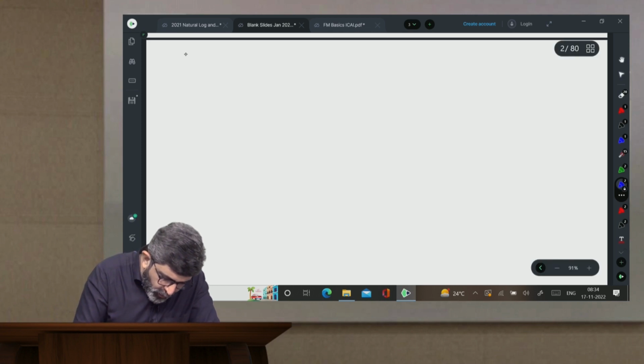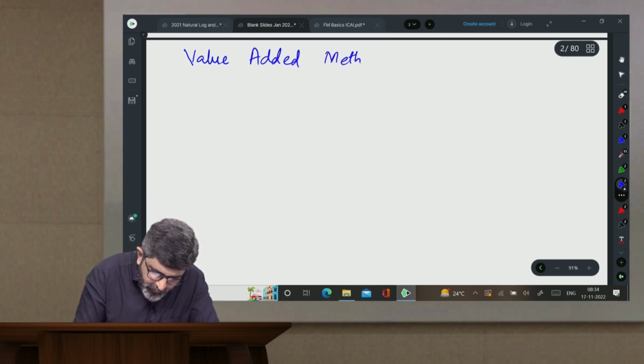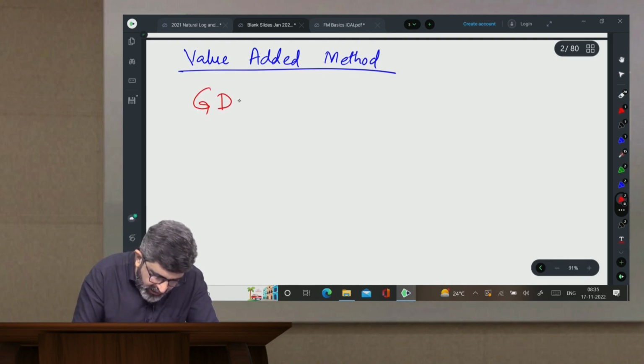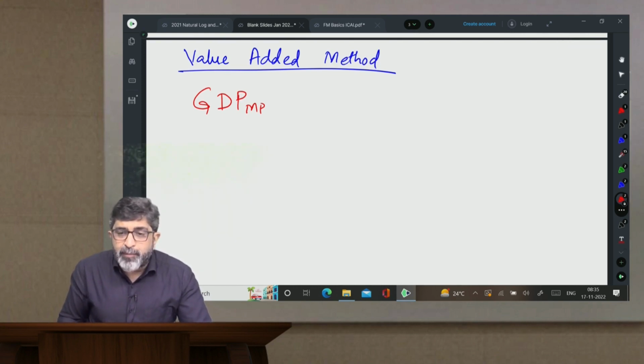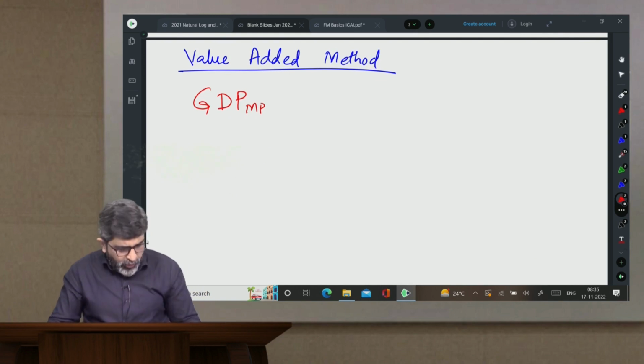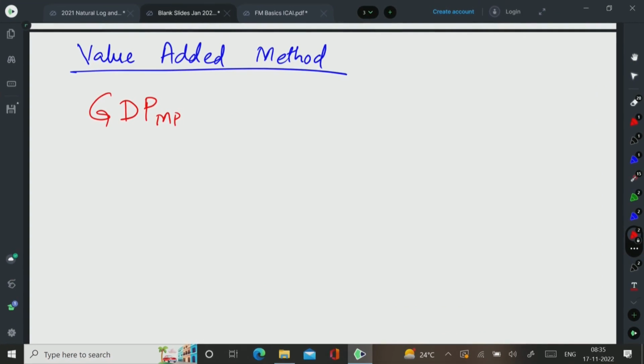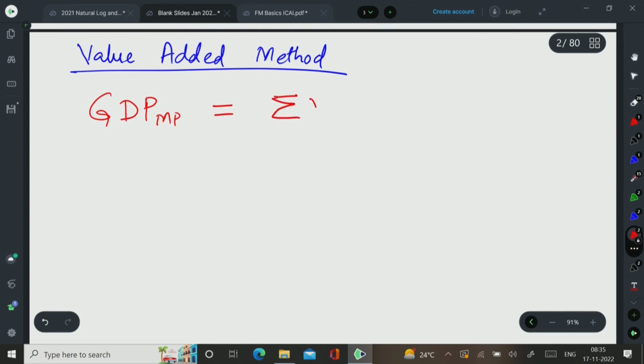So let me first talk about value added method. Under value added method, how do we assess GDP MP? So GDP MP is basically gross domestic product at market price. So in order to have a better viewing, let me expand the screen size for you. So GDP MP is determined as summation of value added.